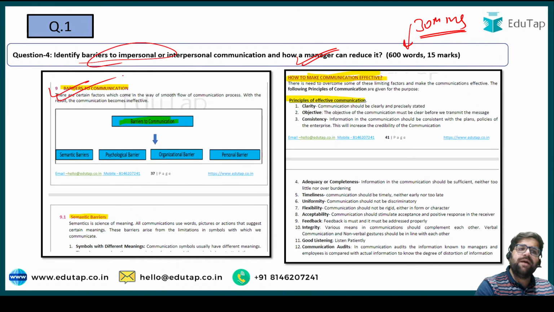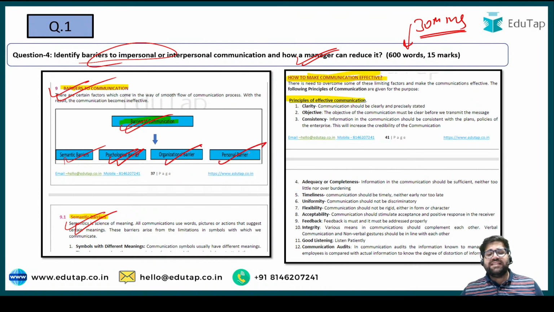If you see our EduTap course, we have clearly discussed all the barriers of communication. First, there are semantic barriers. Then we have discussed what semantic is. Then going forward, we have psychological, organizational, personal. Each and everything has been decoded in a very holistic language.